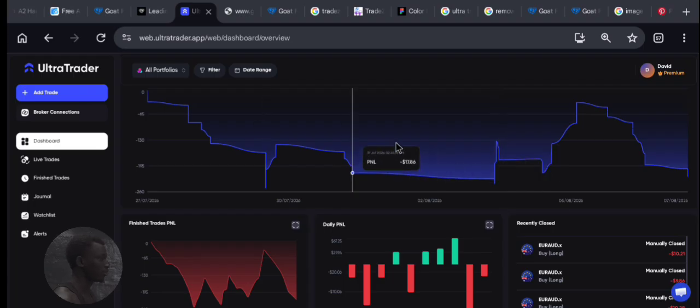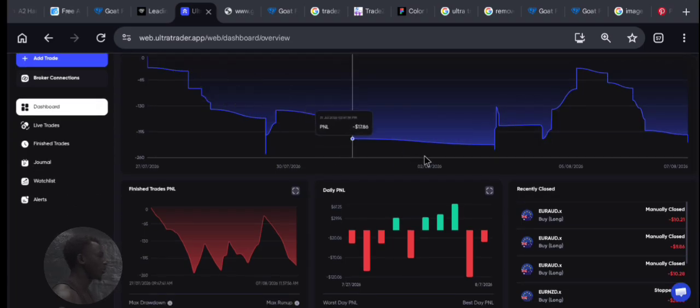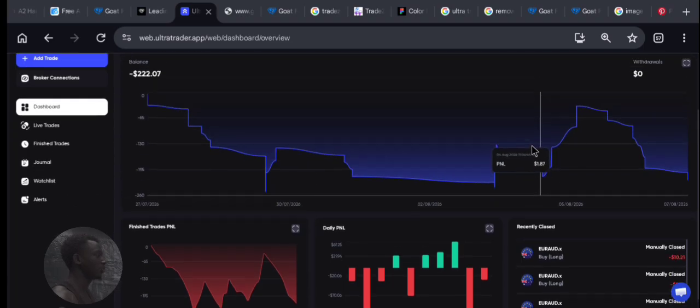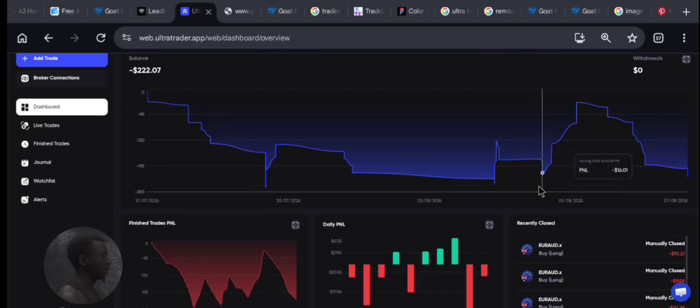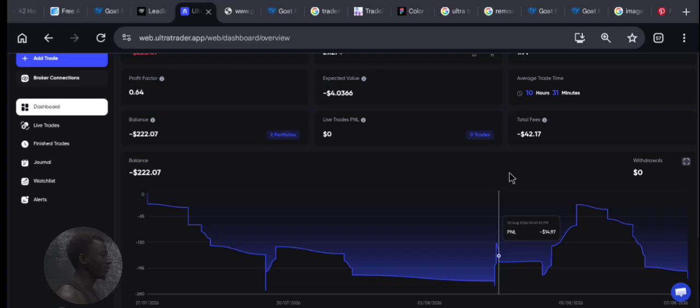So this graph also helps you see your account growth over time. You can see mine has been trying to rise up, but it's been falling recently. So you can see that I'm on a losing streak. That's basically it for the graph.